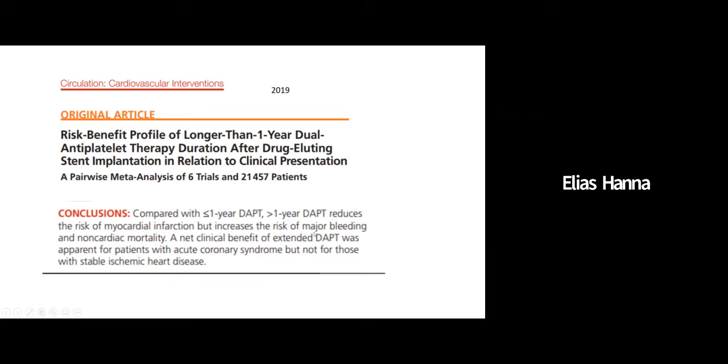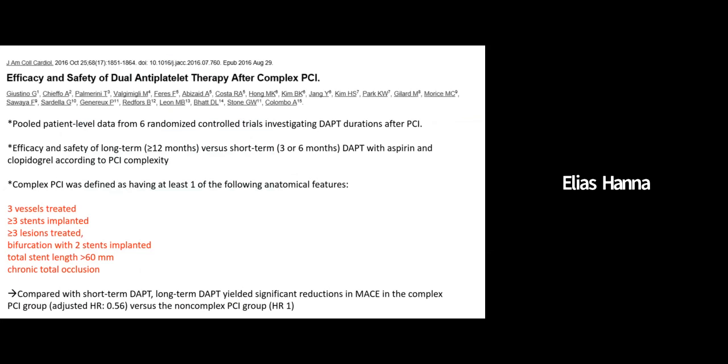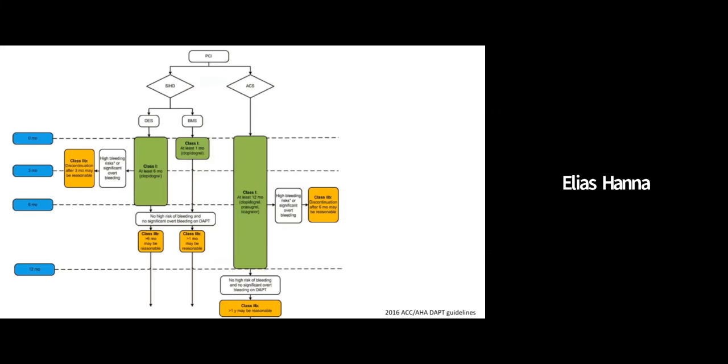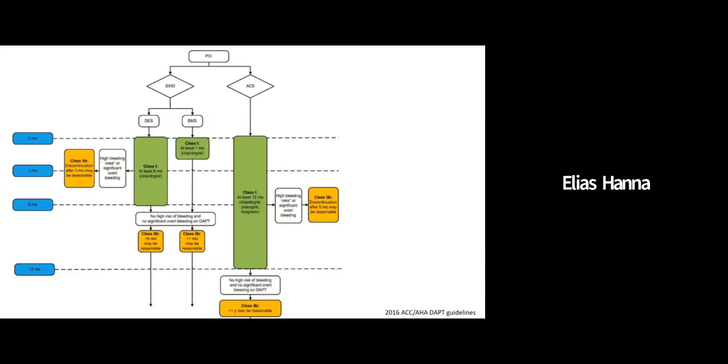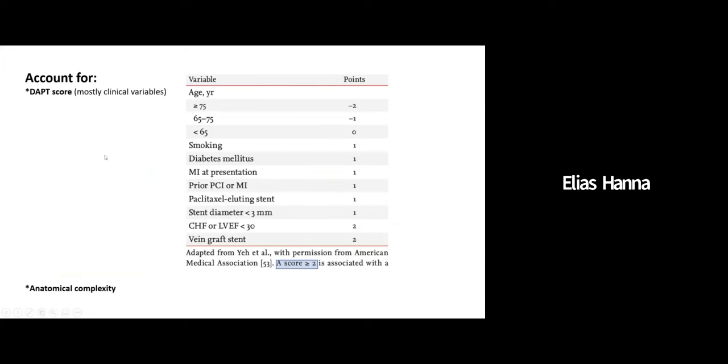There is this signal, still controversial, but I do believe in it. It does increase mortality. So it's okay to use it, but you have to fine-tune your risk-benefit evaluation. And how do you fine-tune it? This is the class 2B, more than 12 months or more than 6 months. How do you decide to go that way and not expose the patient to increased bleeding or death risk? This is where we use 2 sets of scores.